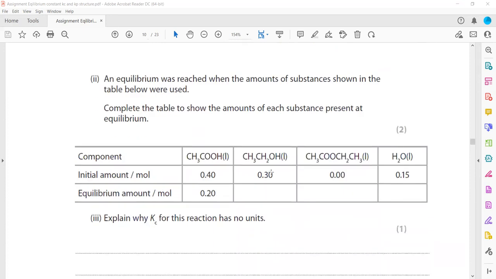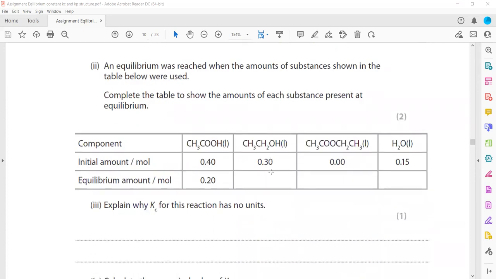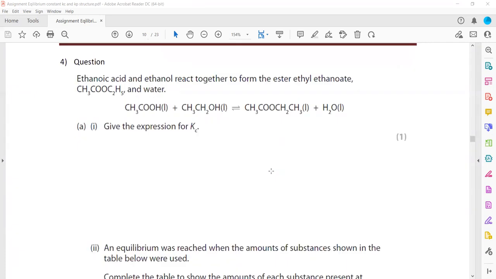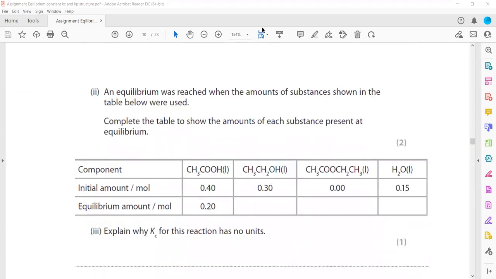Then an equilibrium was reached. Complete the table, which shows the amount of each substance present at equilibrium. You can see the ratio between them is 1:1. Now these are the moles at equilibrium. So moles of ethanoic acid are given. We don't check how many moles are there at equilibrium, we'll check how many moles reacted. If original moles were 0.4 and at equilibrium we have 0.2, so how many moles reacted? It means 0.2 moles of ethanoic acid reacted.